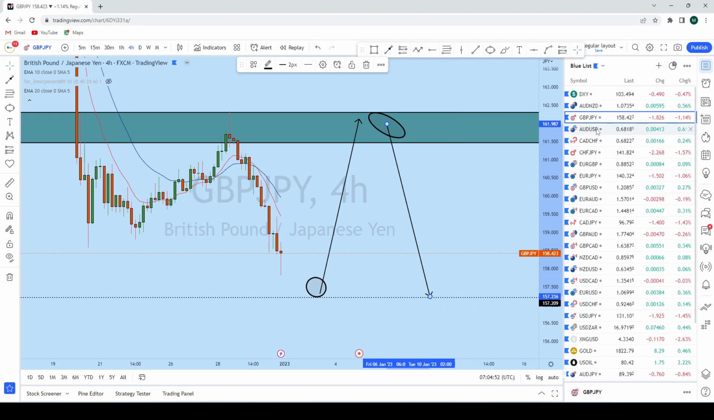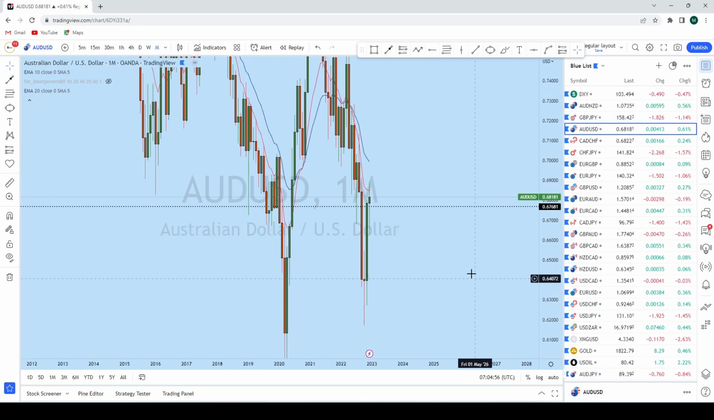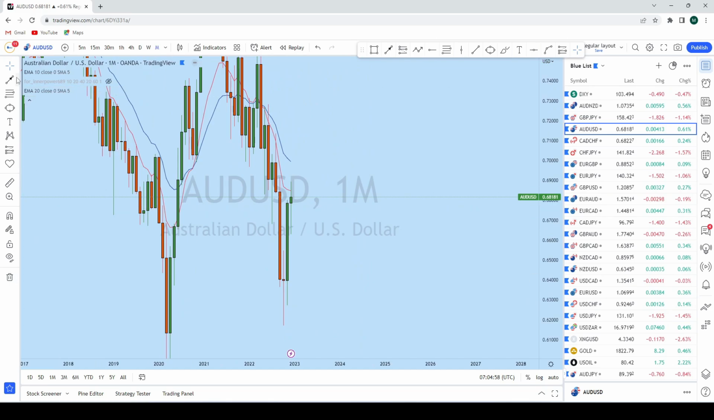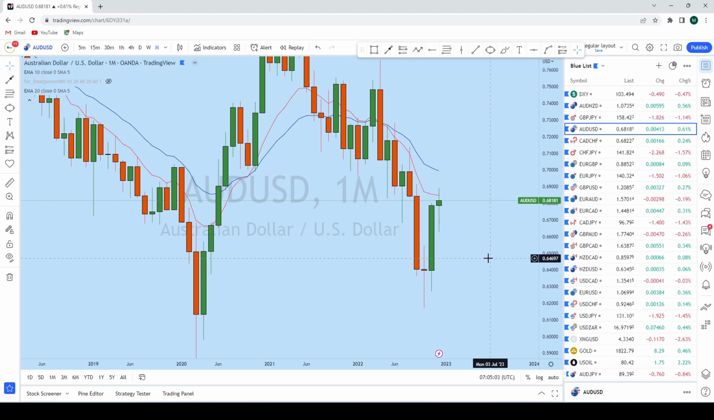Now let's look at AUDUSD. Looking at the monthly time frame, AUDUSD has formed a doji. This is exactly what was expected in all my analysis, as you have seen. Now this is monthly price action.